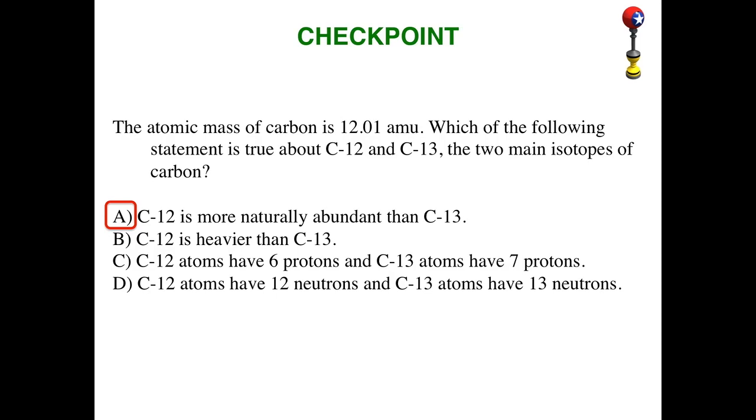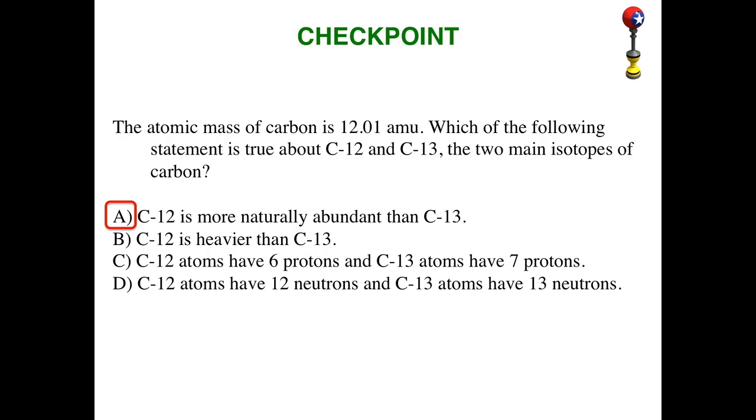Great, hopefully you said the answer was A. Carbon-12 is more naturally abundant than carbon-13. We know this is true because the atomic mass of carbon is 12.01, which is very close to carbon-12, which you would imagine to have a mass of about 12 AMU, whereas carbon-13 would have a mass of about 13. Answer B is incorrect because carbon-12 has a mass number of 12, which is less than 13.